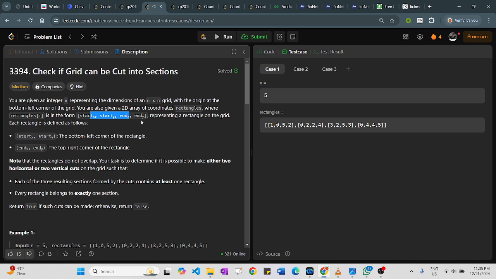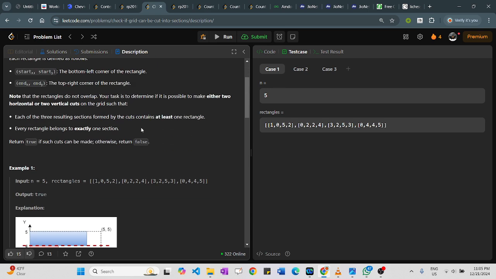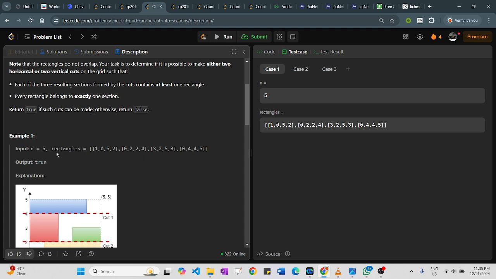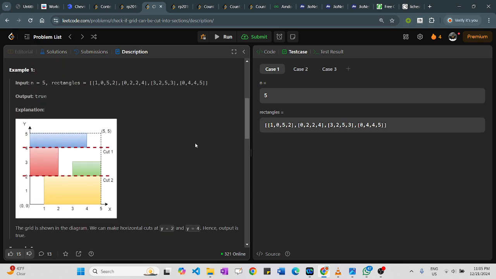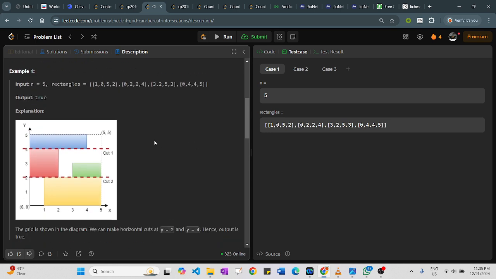Okay, so what has been asked in the third question is that you have been given one grid, right? You have been given one grid of n cross n dimension, and one vector of vectors which basically contains the dimensions of the rectangles. So you can see the first case here. There are one, two, three, four rectangles, and then their respective dimensions are here, and this is a 5 cross 5 grid.